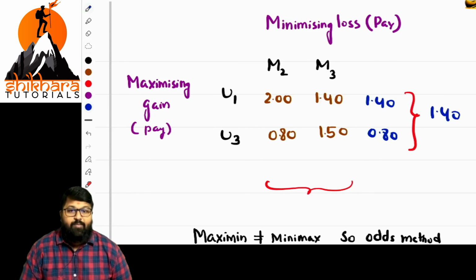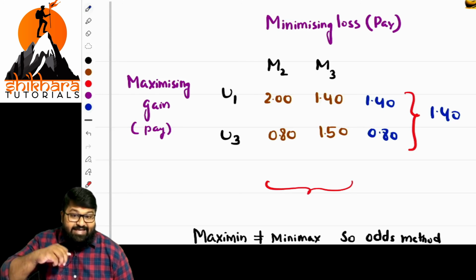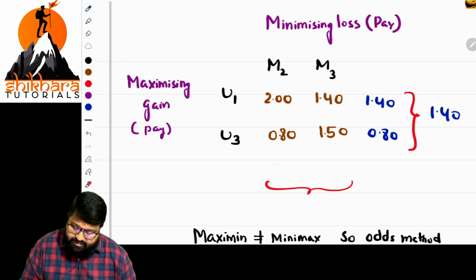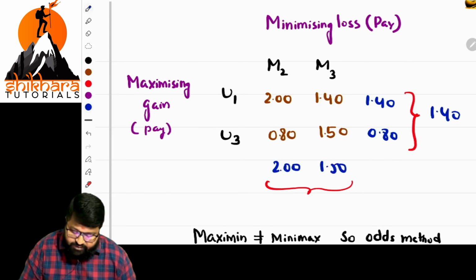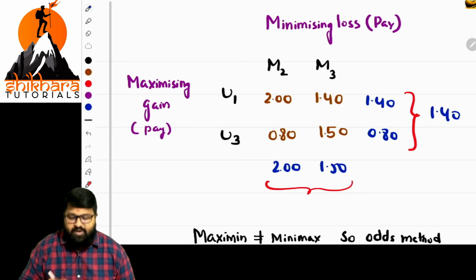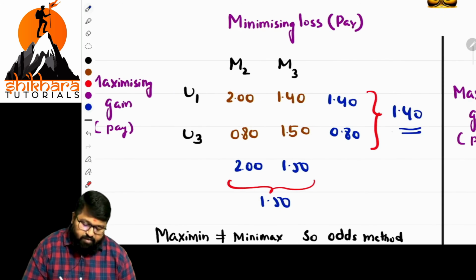In the case of M2 column, what is the highest or least? Highest. That is 2.00. In the case of M3, what is the highest? 1.50. From this, take the minimum value. What is the minimum value, sir? 1.50. Are they equal? This is known as what, ma?